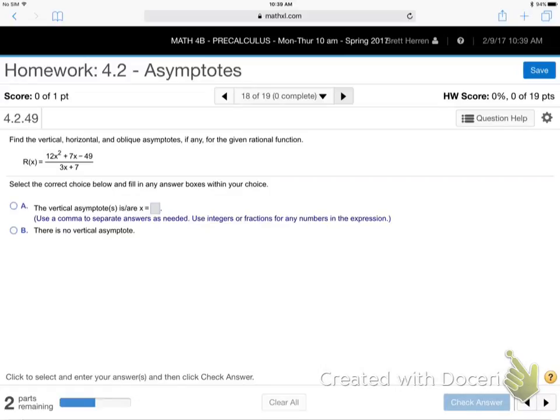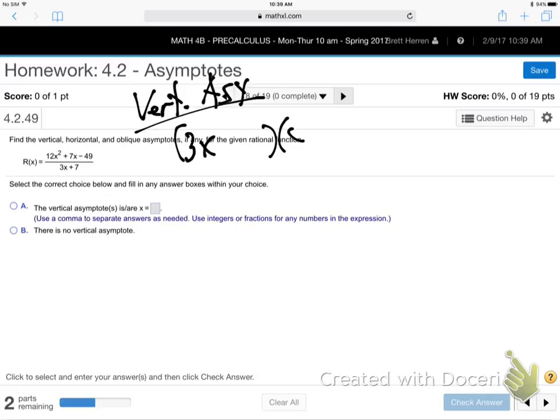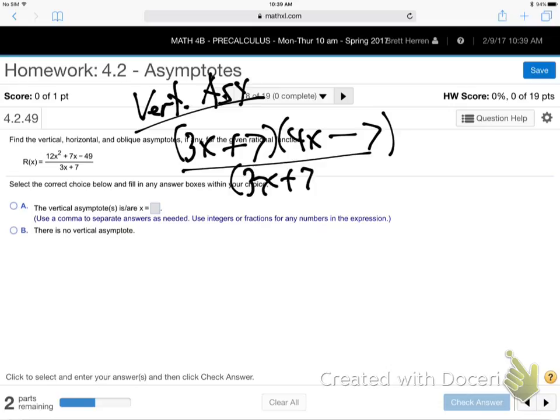Okay, so let's start with the vertical. So you've got to factor that. I don't think that top's going to factor. Does it? Maybe it does. Maybe you're right. Yeah, oh yeah, you're right. Plus and minus, plus 28, minus 21. Yep, you're right. Oh, that's interesting.